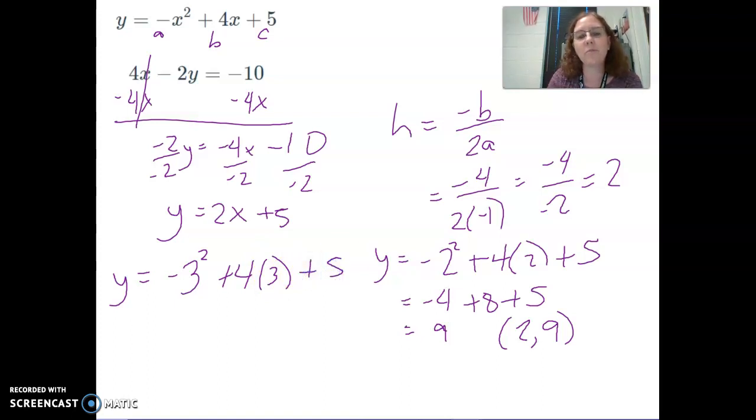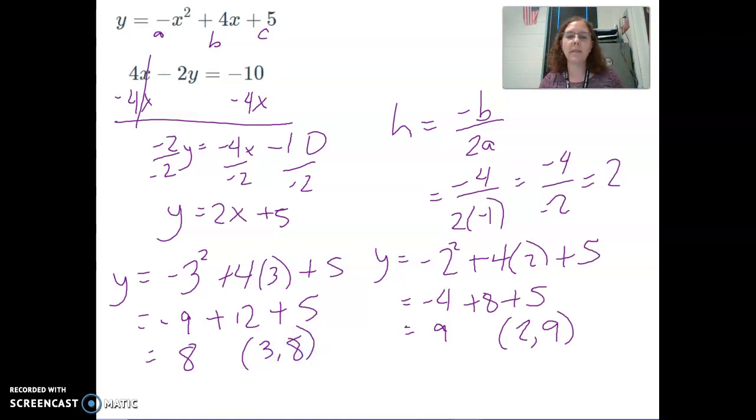Okay, so I've put 3 this time in place of my x's. Now remember right here, look at this one as an example. Should I get positive 9 or negative 9 right here? Well, I should end up with negative 9 because 3 squared, order of operations, and then make it negative. So negative 9 plus 12 plus 5. Negative 9 plus 12 is positive 3. 3 plus 5 is 8. So my point for my blue one is going to be the point 3, 8.